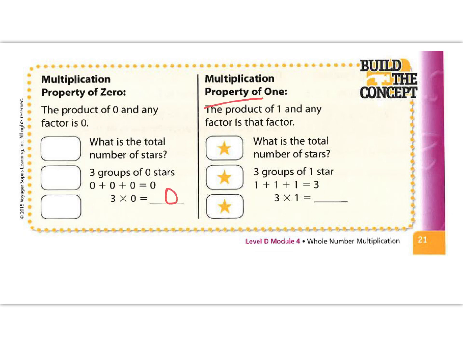The multiplication property of 1. The product or answer of 1 and any factor is that factor. So what's the total number of stars? We have 3 groups of 1 star. 1, 2, 3 groups. There's 1 star in each. 1 plus 1 plus 1 equals 3. So 3 times 1 is 3.